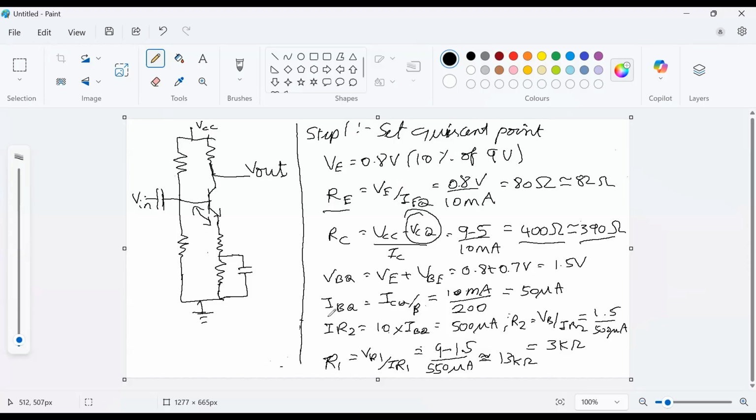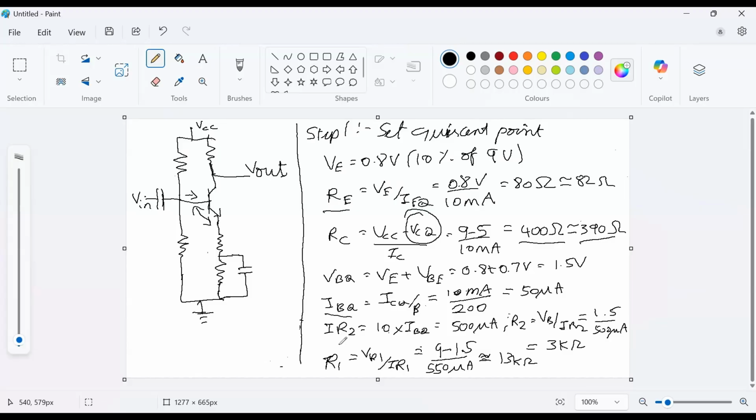So the current through the base at the quiescent point is given by IBQ, which is equal to ICQ by beta. For the BC547 transistor, the beta is 200. And if we calculate 10 milliamp by 200, we get 50 microamps. This is the quiescent current that flows in through the base of the transistor.